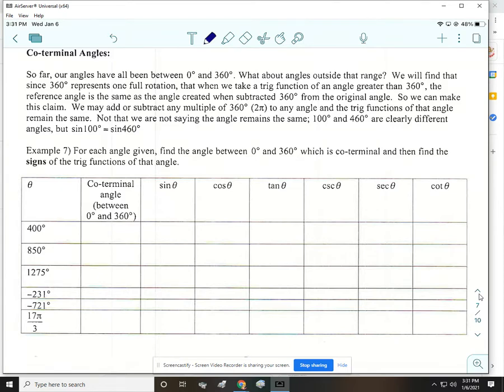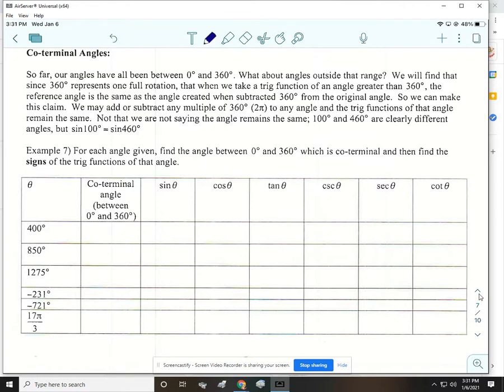So they're coterminal, so they're different, but they have the same trig ratios. All right, so what we'll do for example 7 is we're going to find a coterminal angle between 0 and 360, and then we're going to figure out the signs of the 6 trig ratios, not what the actual ratios are, just if they're positive or negative. And we're going to do this just by adding and subtracting 360 degrees.